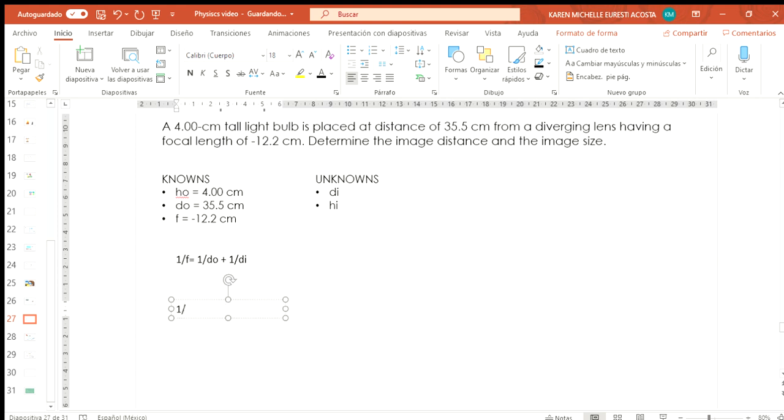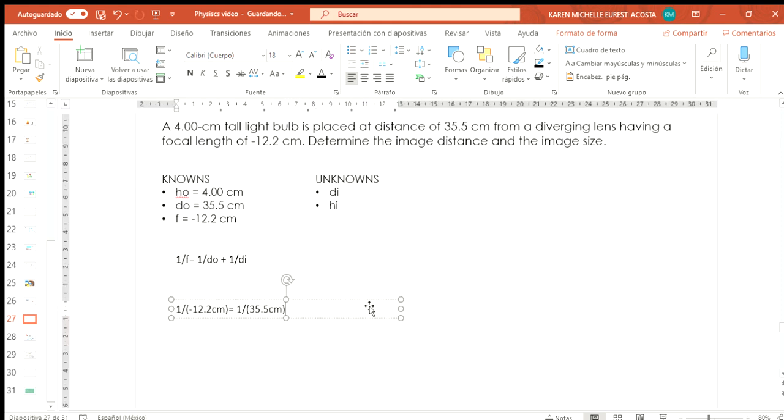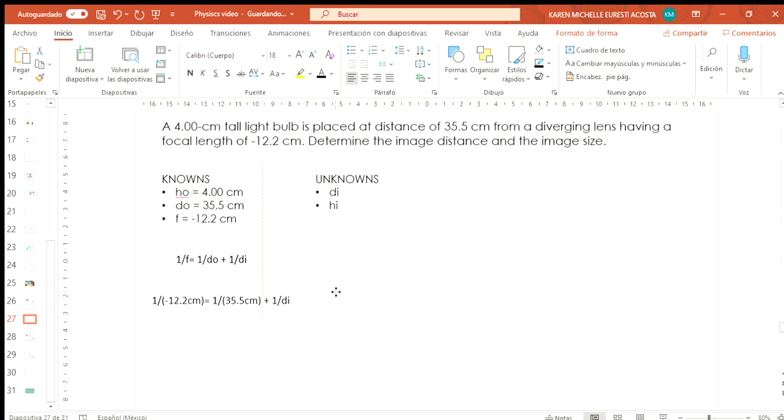So it's 1 over minus 12.2 centimeters. That is equal to 1 over 35.5 centimeters, plus 1 over di, that is what we are looking for.